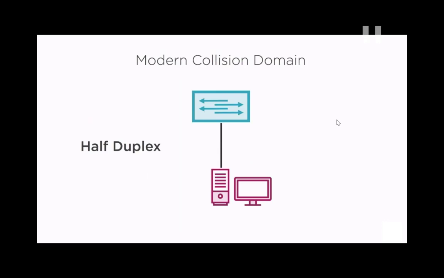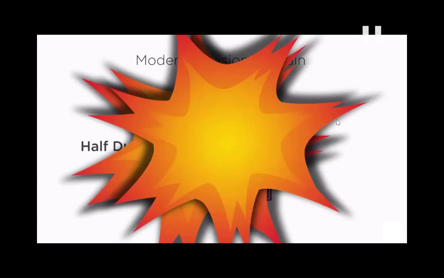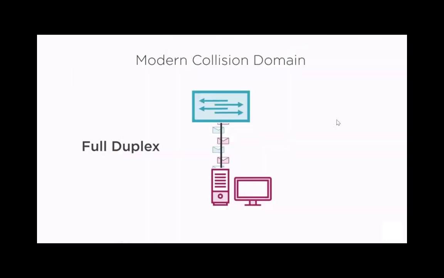Now the modern collision domain. If we use a half duplex model, as we see in the picture, the computer is connected to the switch. When the PC sends some data to the switch, and the switch sends some data to the PC, they collide with each other, and a collision occurs. In modern networks with full duplex there is no collision, because sending and receiving occur at the same time. So in the modern collision domain, with full duplex we can avoid this type of collision.